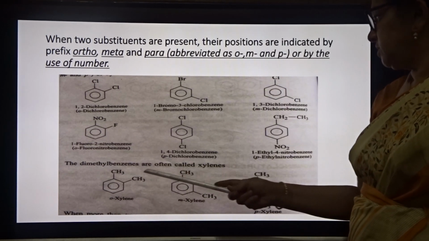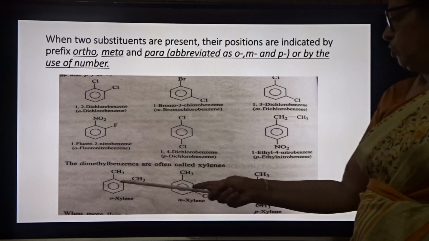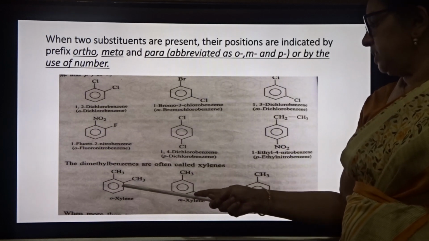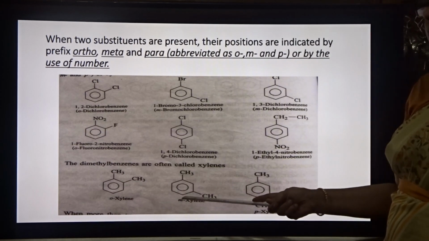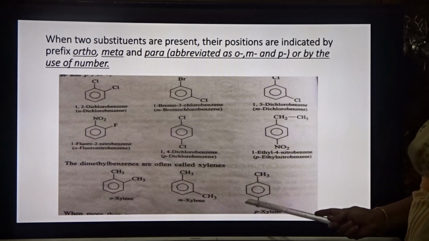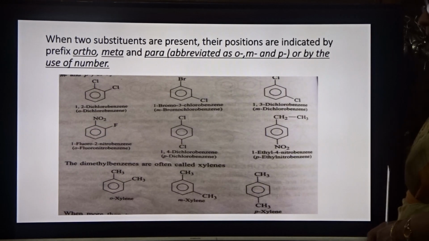The dimethylbenzenes are often called xylenes. If two methyl groups are attached, they are known as xylenes. If they are in the ortho position, it is ortho-xylene; in the meta position, meta-xylene; and in the para position, para-xylene.